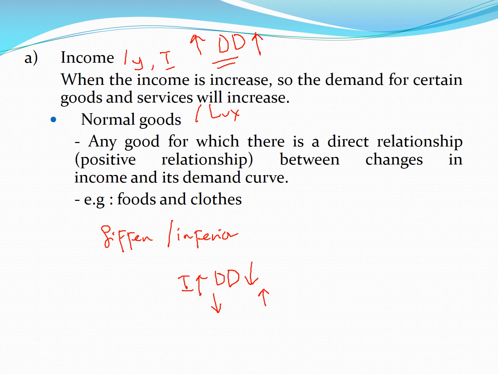So whenever I talk about increase or drop in demand, you must imagine that the demand curve shifts to the right or to the left. If demand increases, so to the right. If demand decreases, to the left. Why? The price is still constant.